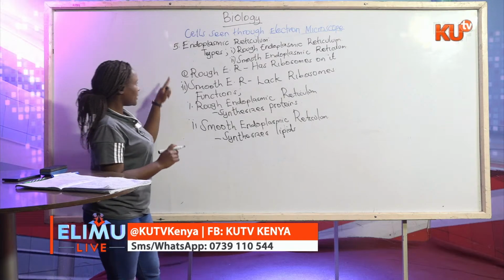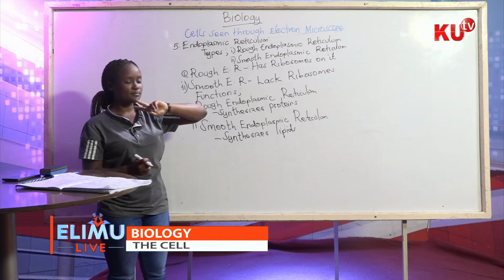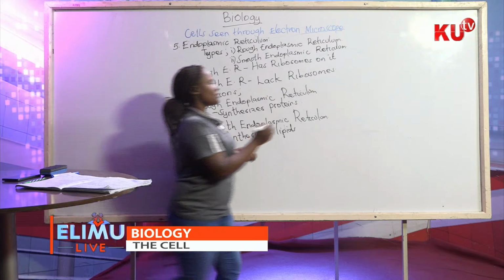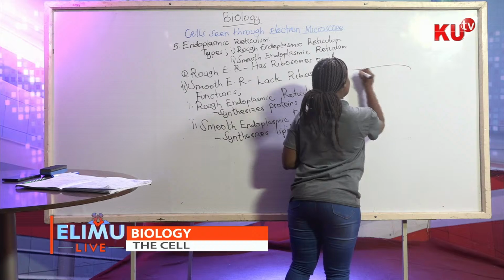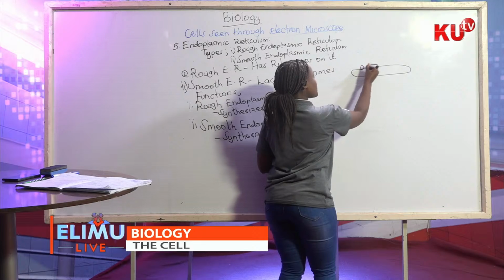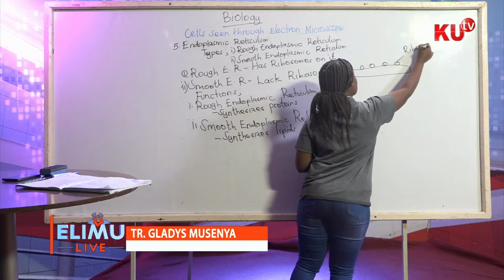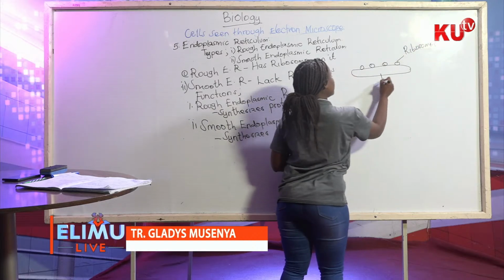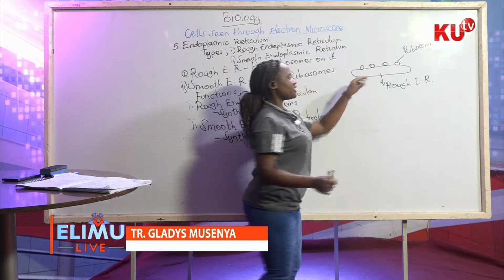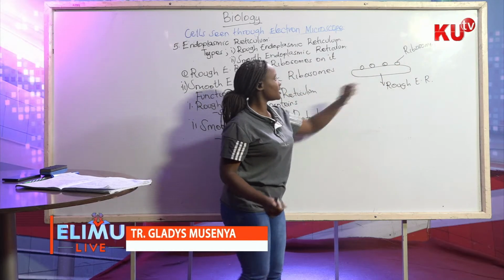Now we go to our next organelle. In the endoplasmic reticulum, we have the two types, rough endoplasmic and smooth. The rough has ribosomes on it. This is the endoplasmic reticulum, and this is ribosomes. Now it definitely makes this a rough endoplasmic reticulum. If it doesn't have the ribosomes, it's going to be a smooth endoplasmic reticulum.